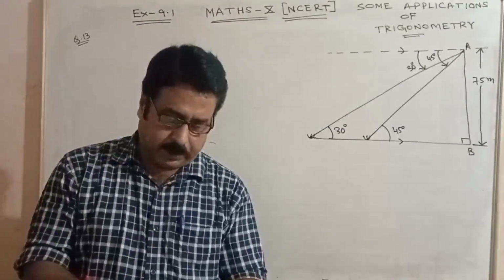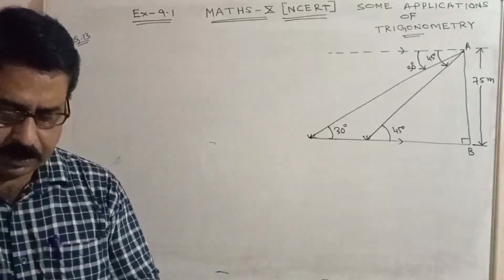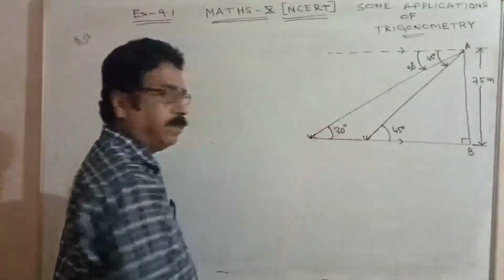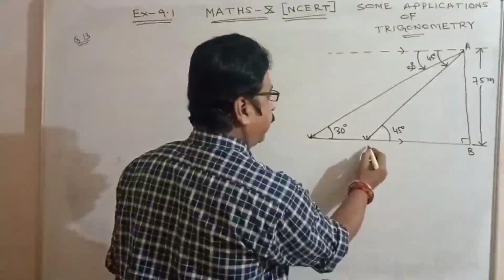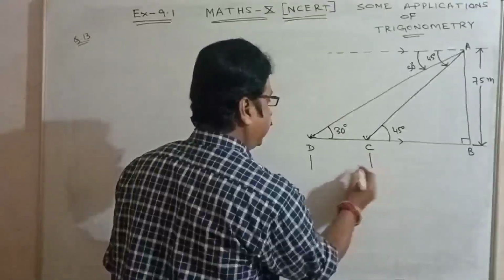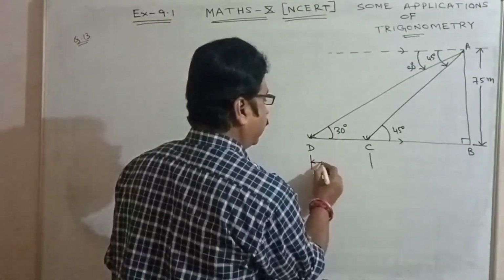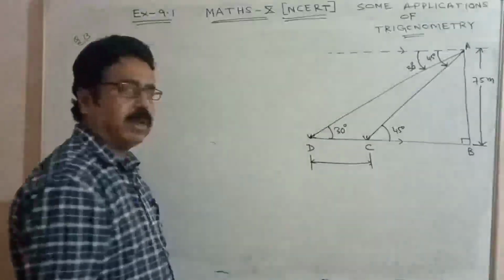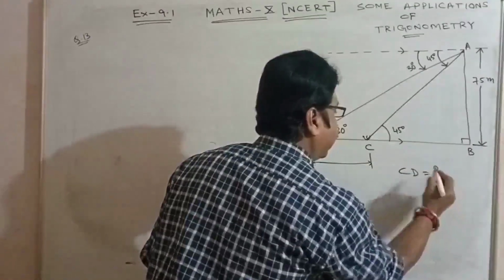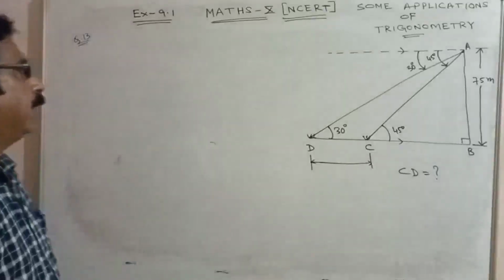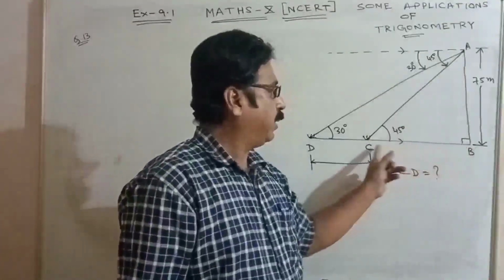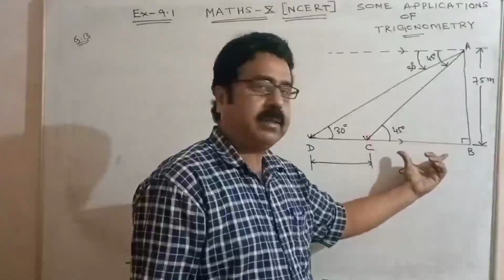We have to find the distance of the two ships. This is the distance of the two ships. Let us name them. It is C, it is D. This is the distance between the two ships. This we have to find. Means CD equals to how much? That we have to find. Let us take this triangle first. A, B, C. Perpendicular is AB, base is BC.